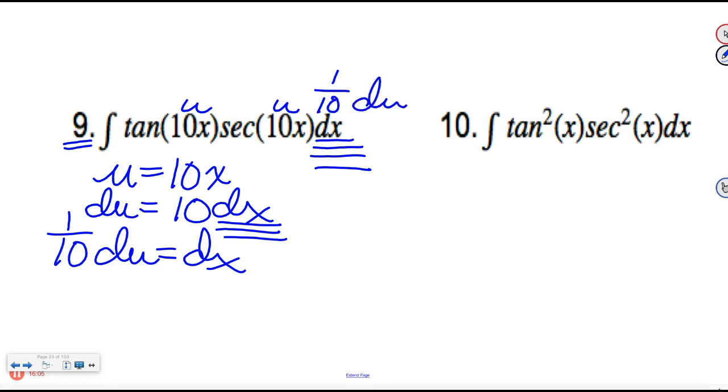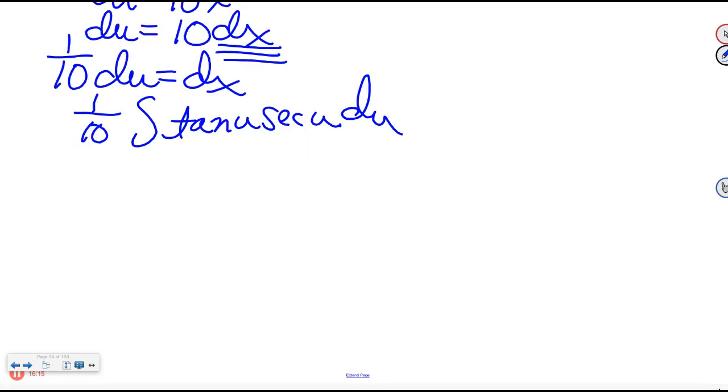So watch me rewrite it. Tan u, secant u, 1/10 du. You're actually done. You ought to know that one, right? What is the derivative of tangent? Secant? Yes, and you can't look. If you're paging back, that's okay until we get to the test, but that's got to get in your memory, because this one is one I put an M by.